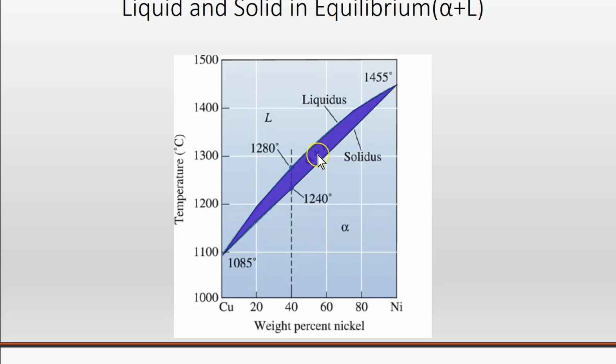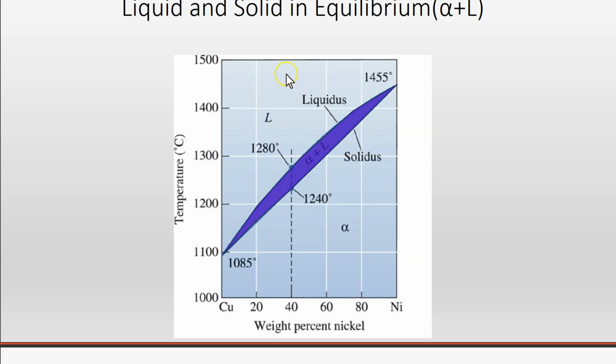There is also a third phase field here where the solid coexists, is in equilibrium with the liquid. The phase boundaries separating the 3 regions are given the name liquidus, which is the phase boundary between the liquid and the mixture of the solid and the liquid.